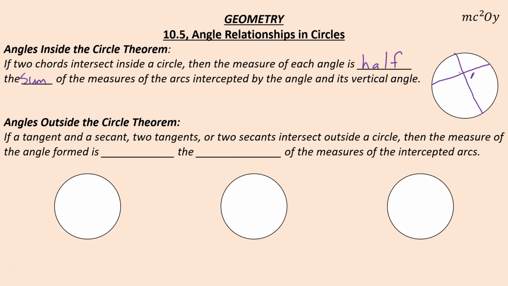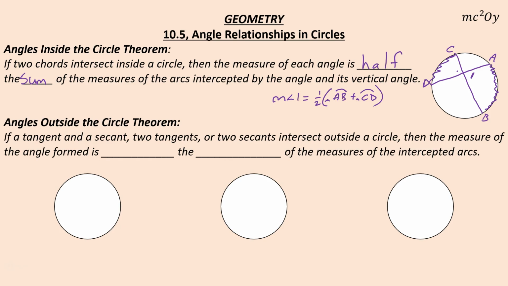So here's angle 1, here's its vertical angle. If we were to say this was A and this was B, there's arc AB. And C and D, here's arc CD. So angle 1 intercepts AB, its vertical angle intercepts CD. So we have measure of angle 1 is equal to 1/2 AB plus CD. And that would be the measure of each of those.